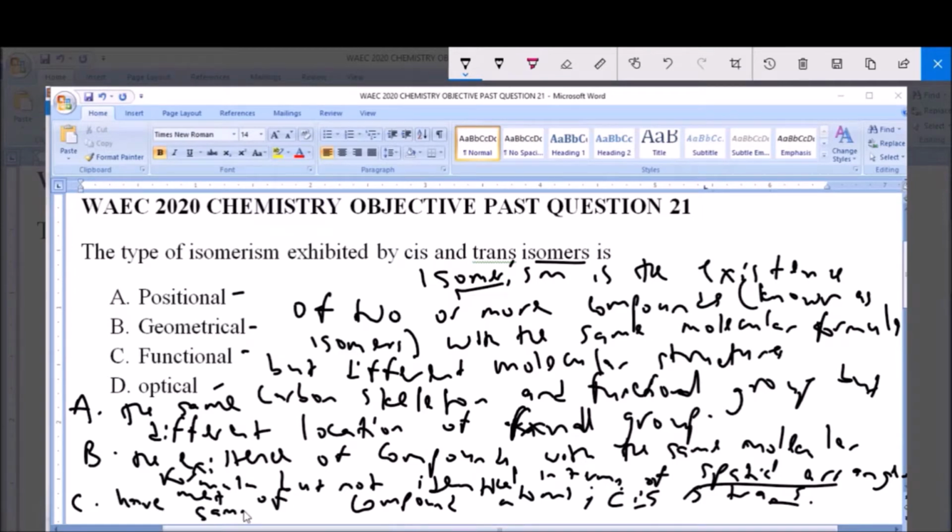Now option C, which is functional isomerism, is when compounds have the same molecular formula but different functional groups. That is functional isomerism. And lastly, option D, optical isomerism, is when you have different molecular asymmetry, and it has to do with rotation of plane polarized light.